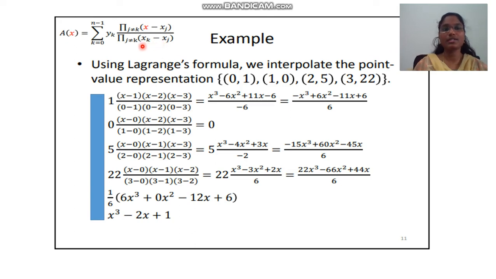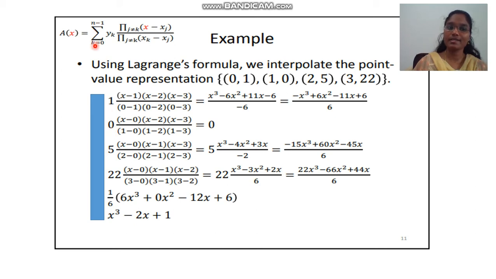What is the value of xk? The k we have taken at this point is 0. So what is the x0 value? It is 0. So 0 minus 1, the xj values will be the same: 0 minus 1, 0 minus 2 into 0 minus 3. When we evaluate, we'll get the value as this one. Similarly, we have to do this for all the terms.